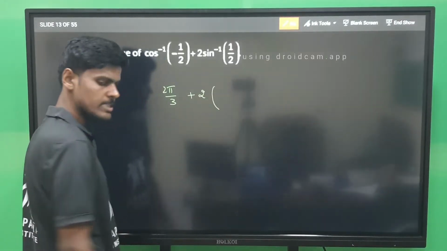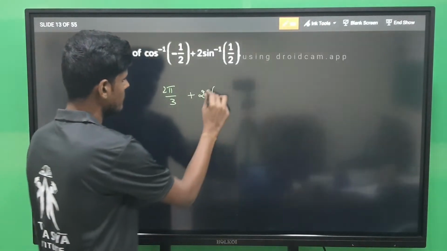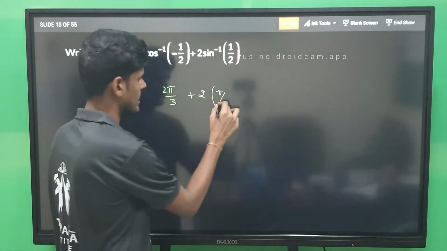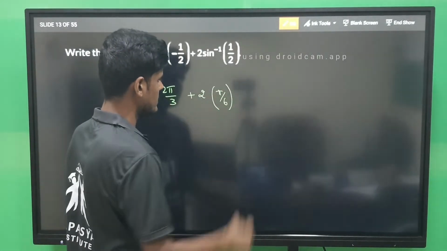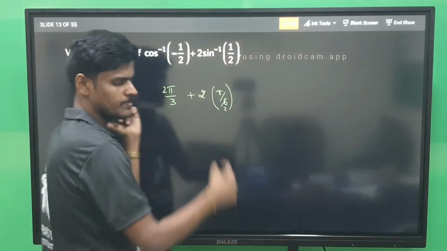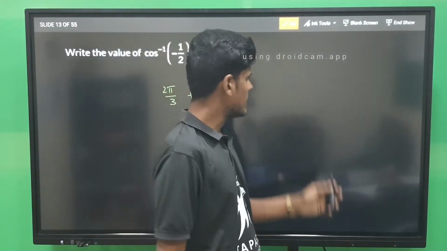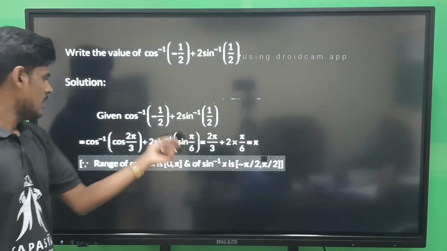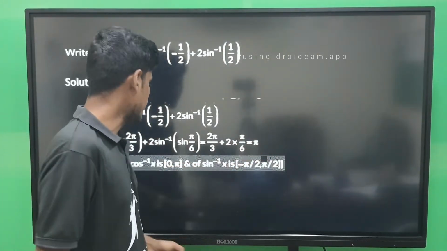What is sin inverse half? Sin theta is half, that is 30 degrees, pi by 6. So we cancel, this is pi by 3. 2 pi by 3 plus pi by 3 is 3 pi by 3, that is pi. So the answer is pi.